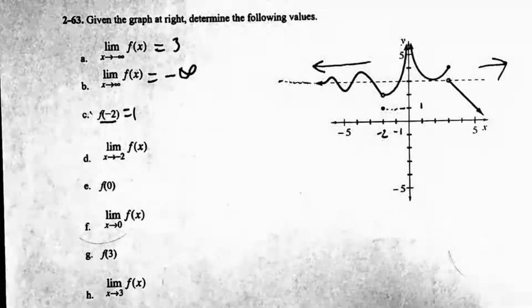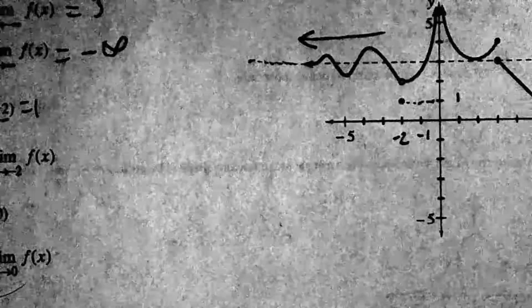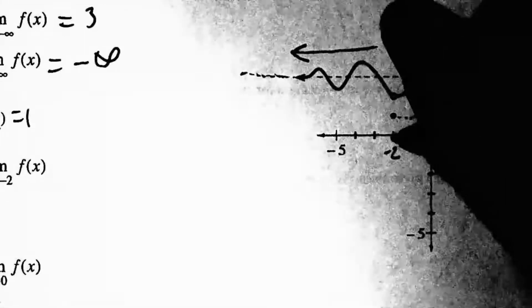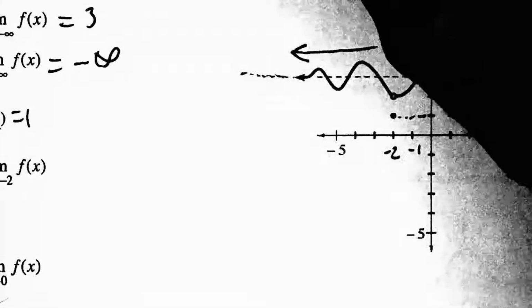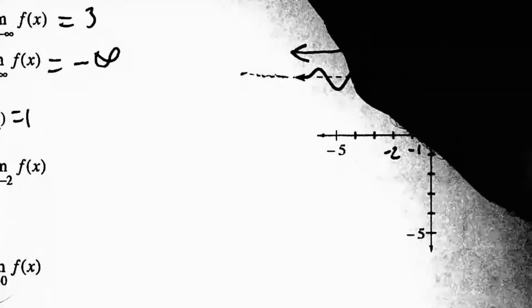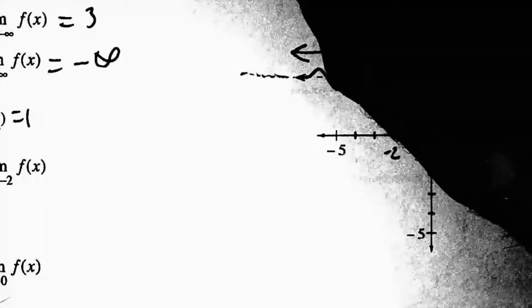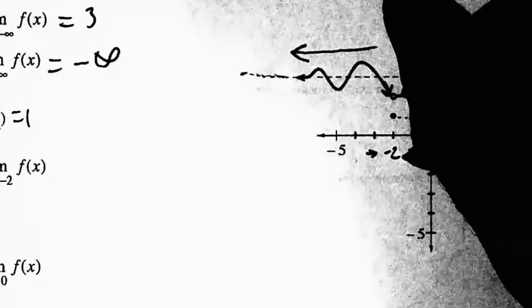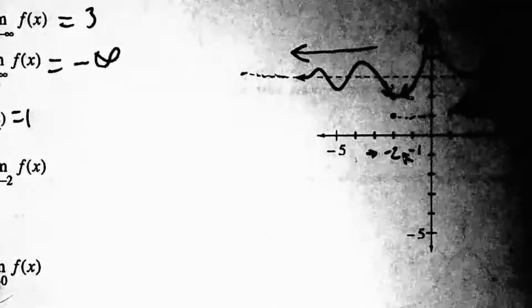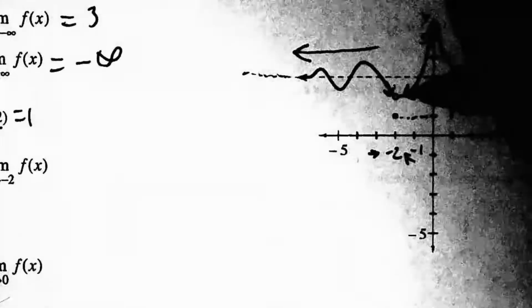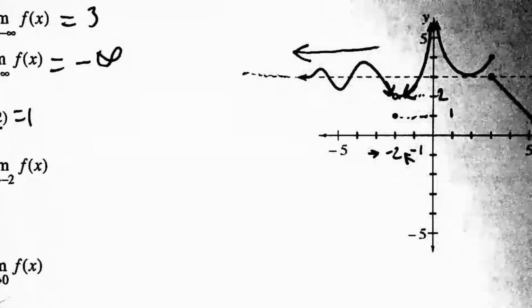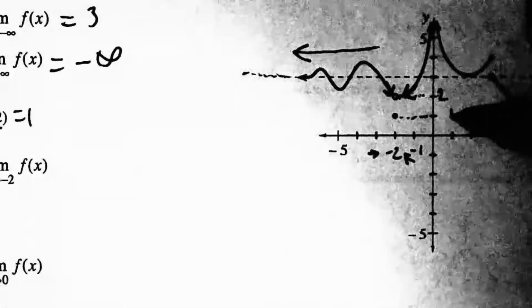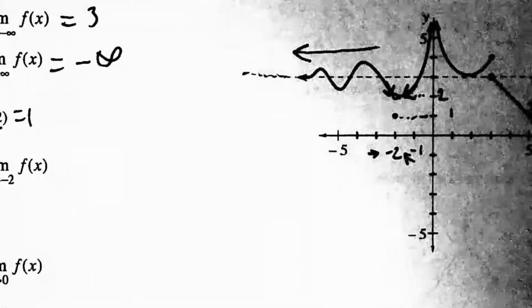Now, the limit as x approaches negative 2. To do this, instead of looking at what the function equals, we are approaching negative 2 from the right side and from the left side. So as I approach negative 2, look, I'm getting closer to negative 2 here. What does my function approach? My function actually approaches 2. So even though f of negative 2 is 1, the function approaches 2, which means the limit is 2.